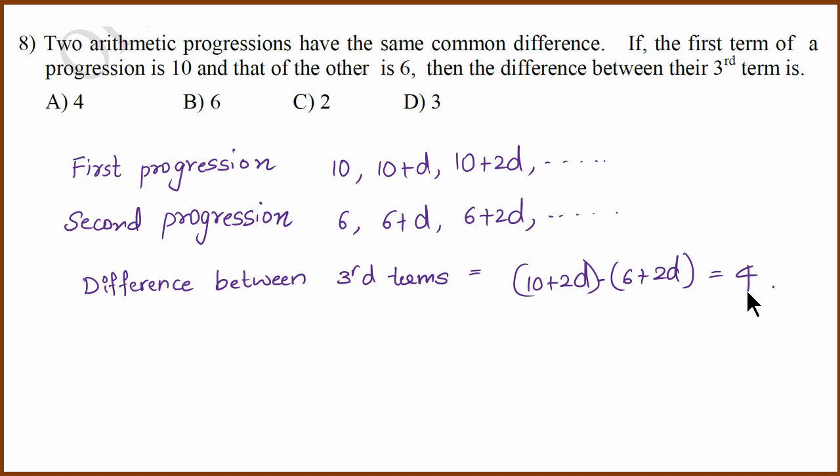you get 4. Okay. In this kind of situation, for any nth term, the difference will always be the difference between the first terms. It will be 4. Correct answer is 4.